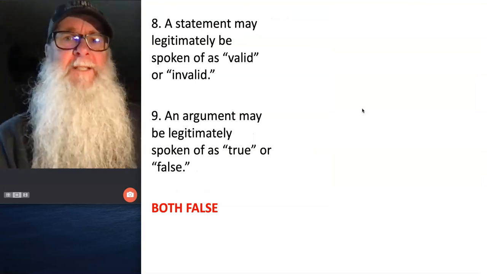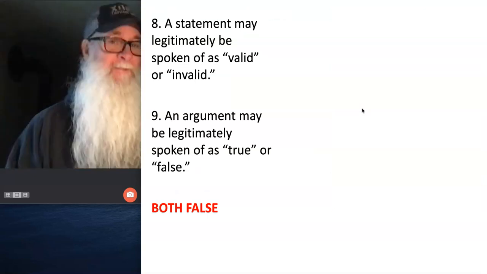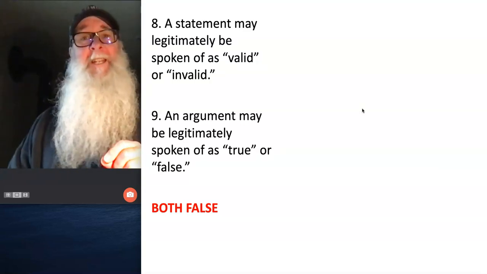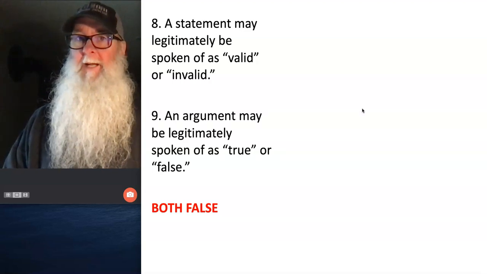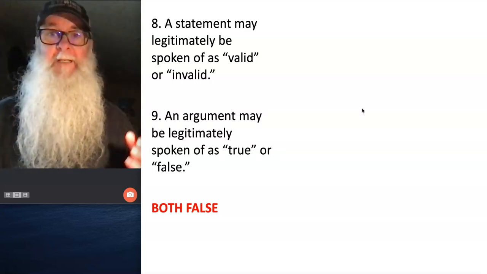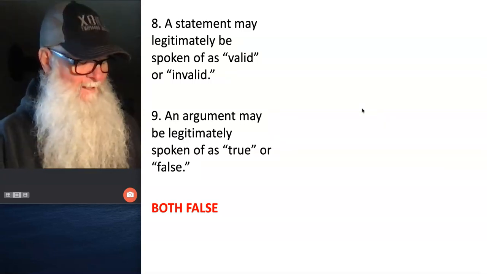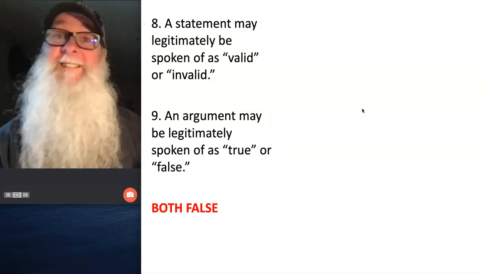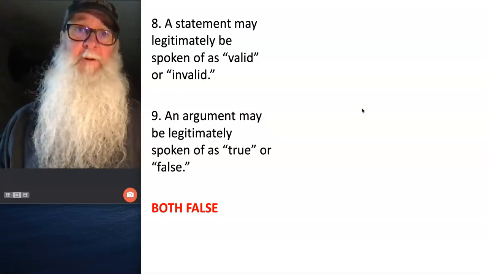Number 8, a statement may be legitimately spoken of as valid or invalid. No, false. Statements are true or false. Arguments are valid or invalid, right? And arguments are groups of statements. Number 9, an argument may be legitimately spoken of as true or false. No. Arguments are valid or invalid, sound or unsound, but they're not true or false. They're made up of statements that are true or false, all right?